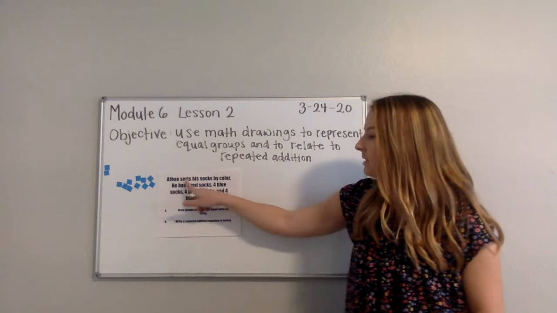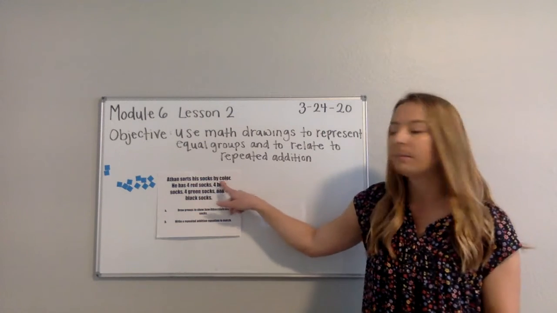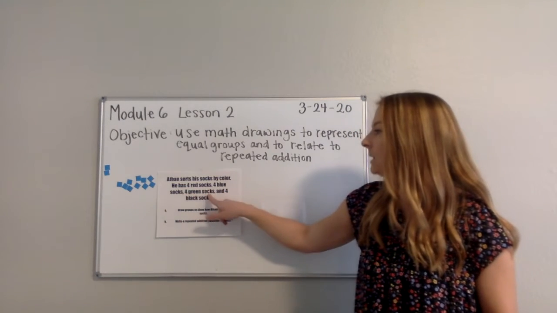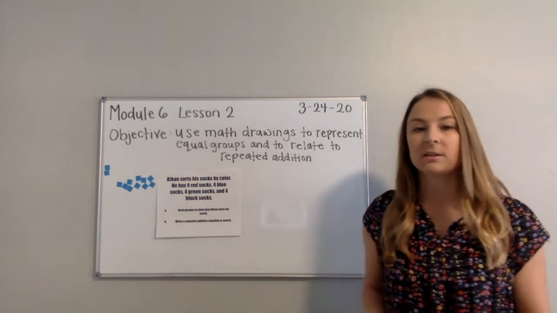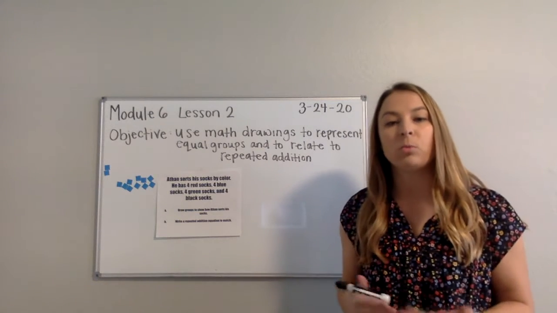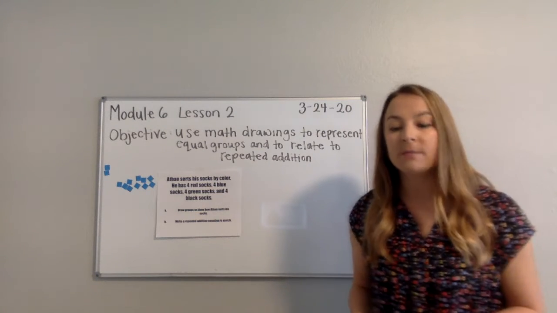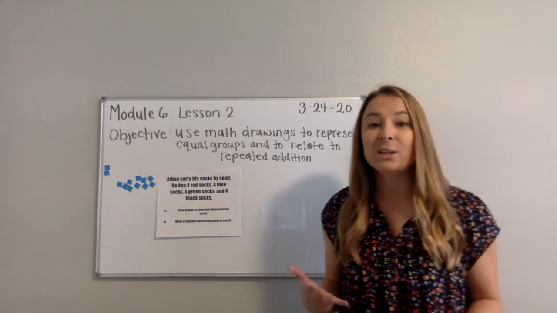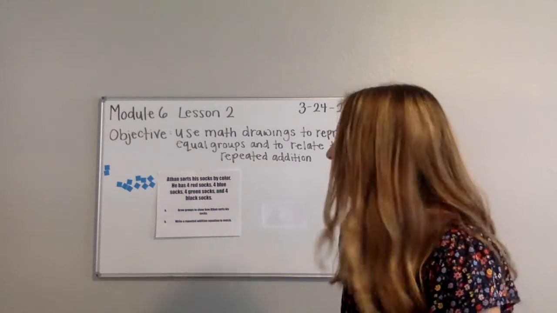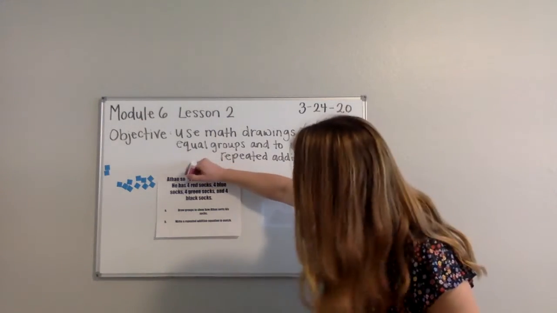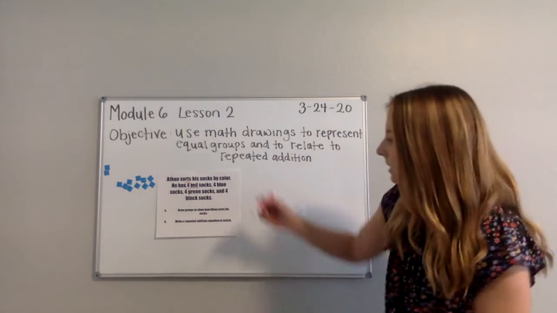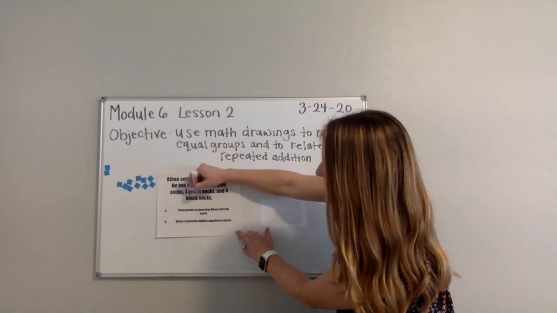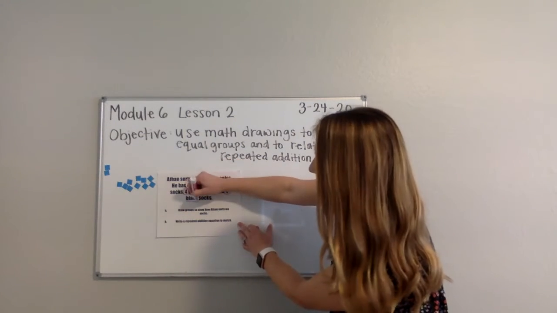It says, Ethan sorts his socks by color. He has 4 red socks, 4 blue socks, 4 green socks, and 4 black socks. Using our RDW or read, draw, write model for word problems, I'm going to stop before I do any math and I'm going to look for information in this word problem that's really important. One thing that stands out to me is that he has 4 red socks. He also has 4 blue socks, 4 green socks, and 4 black socks.